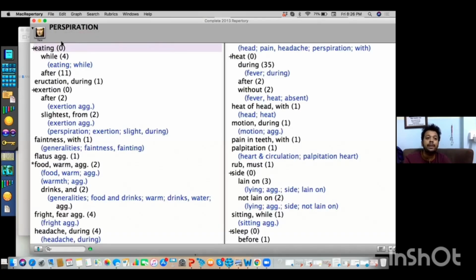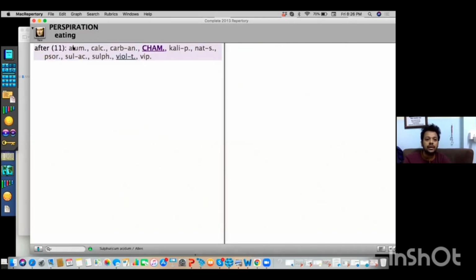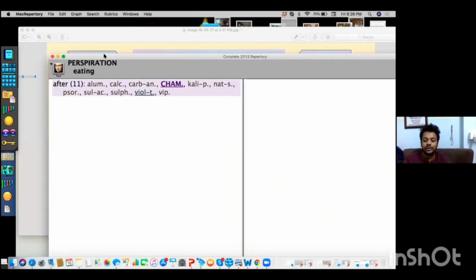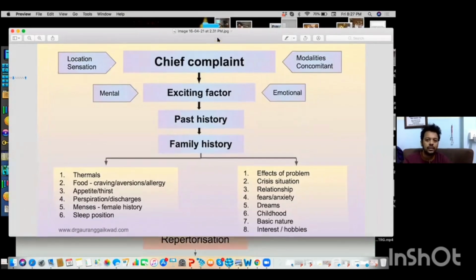Someone asks, big mark means what? Big mark means this. Now, perspiration after eating, big mark, is chamomilla. If the symptom is very, very intense in the patient, for example, if a patient says that I feel a lot of sweat on the face after eating, then that remedy should also be so much marked, which you want to give in that rubric also. Okay. I hope you can see now. Let's come back.